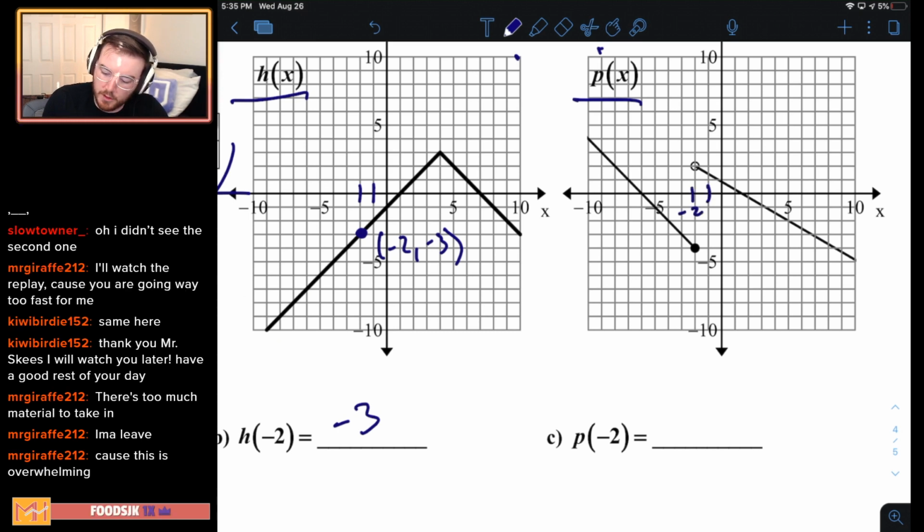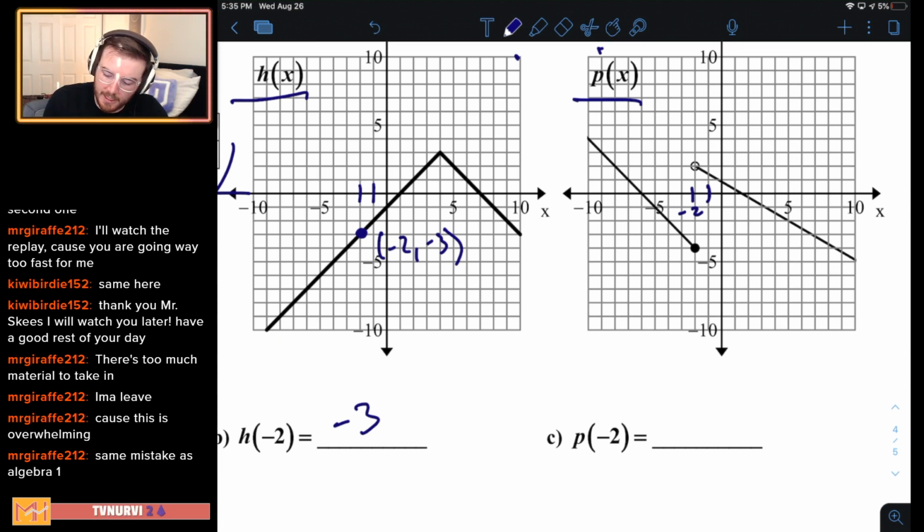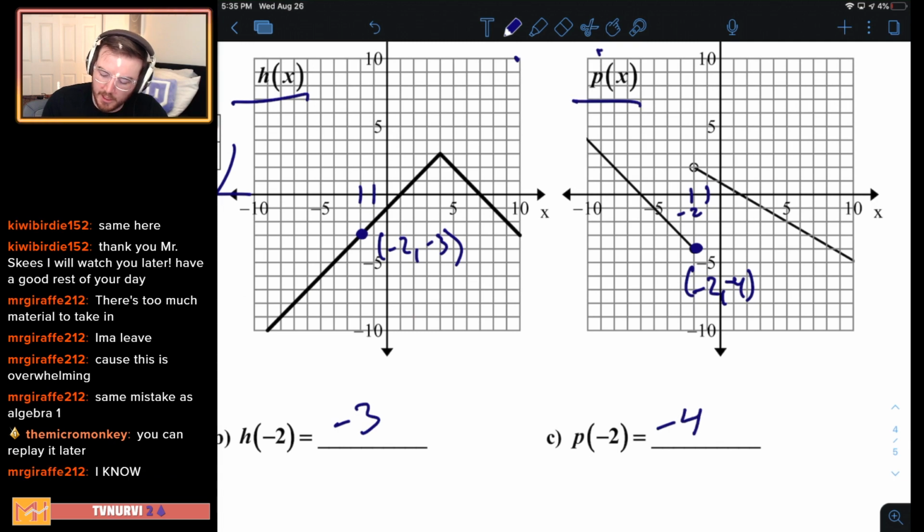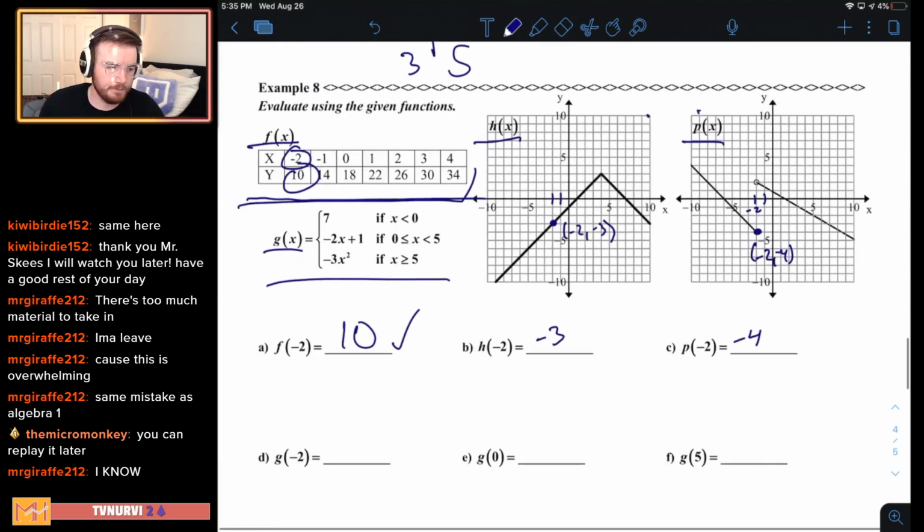Here's negative 2. Where does the function exist? There's the open circle and there's the closed circle. That's where the function exists at negative 2, right? Open circle means it's not included. So here's the point, negative 2, comma, negative 4. So when you plug in negative 2, you get negative 4.